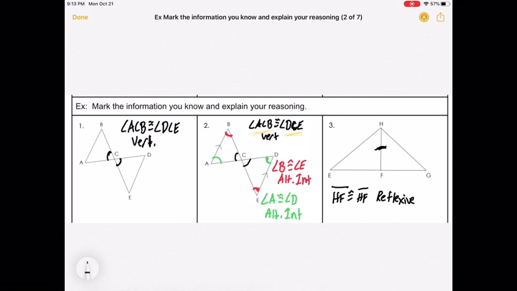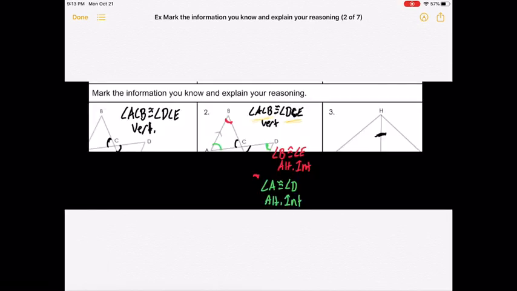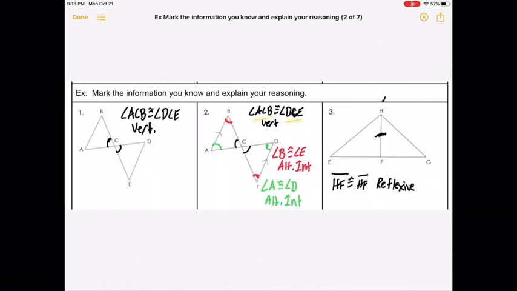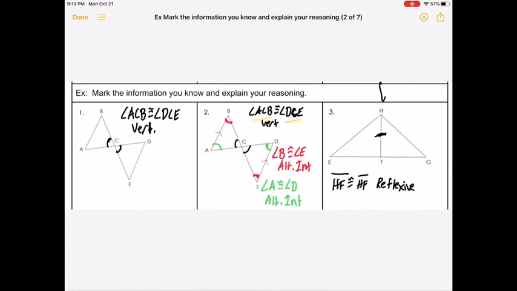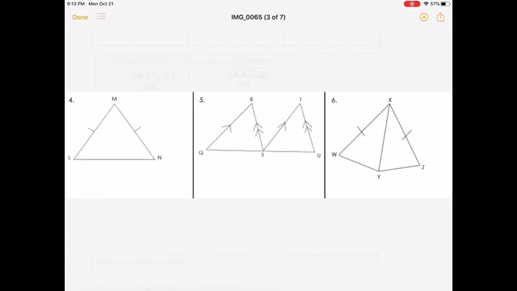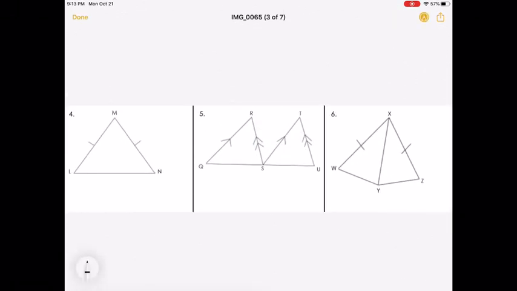reflexive. If you put common side, that would also be accepted, but I would just get in the habit of using the property, because that's what it's going to be expected to be known on the proofs. Okay, and then to the bottom ones.